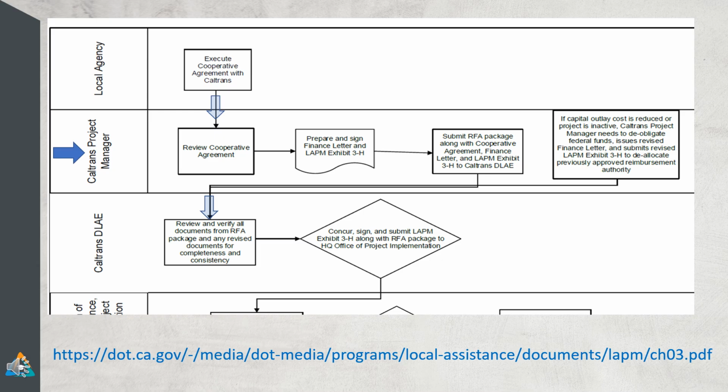Here are the project manager's responsibilities. The PM reviews the cooperative agreement, prepares and signs finance letters, and completes and signs Form 3H. Submit the agreement, finance letters and Form 3H along with the request for authorization package to the District Local Assistance Engineer. If capital outlay cost is reduced or the project is inactive, the Caltrans project manager needs to deobligate federal funds, issue a revised finance letter, and submit a revised Form 3H to deallocate previously approved reimbursement authority.